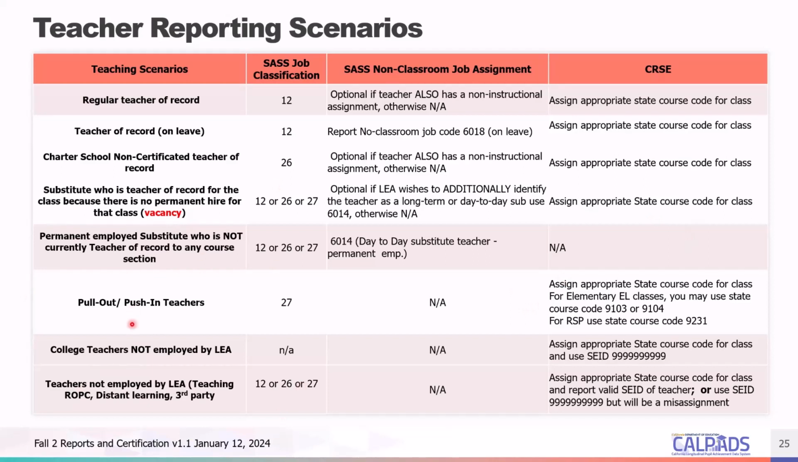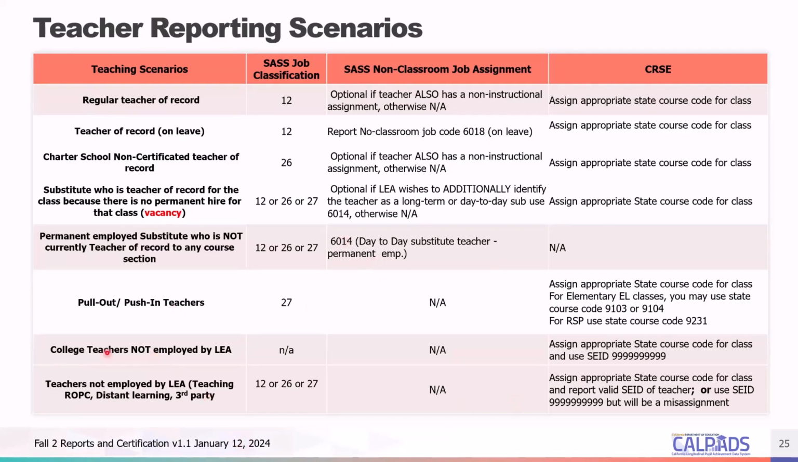And then you have here your pull-out and push-in teachers. These are your teachers who are assigned to multiple classes or multiple sites. So these are normally your band, your PE, your push-in pull-out EL teachers, your RSP special ed teachers. These are the ones that you assign to a class, but submitting the student rosters for that class would be optional.